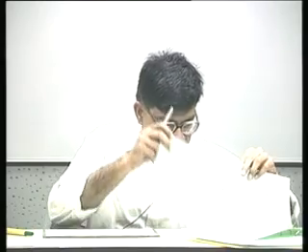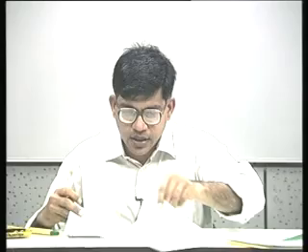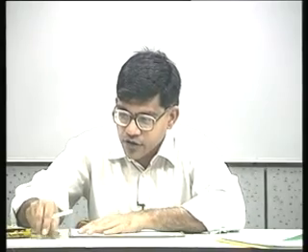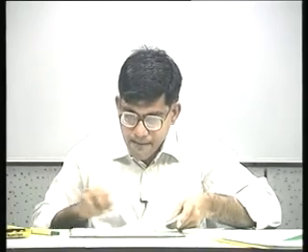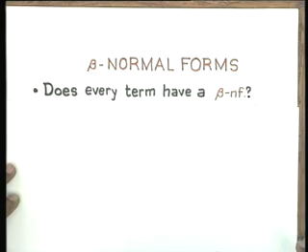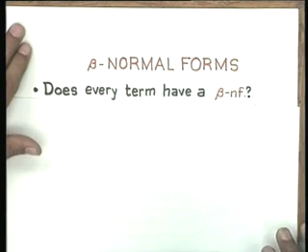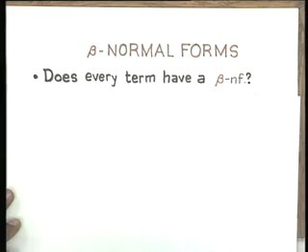So, when we look at normal forms, the important question in the lambda calculus is, does every term have a normal form? So, let us just look at beta reduction. Does every term have a beta normal form?